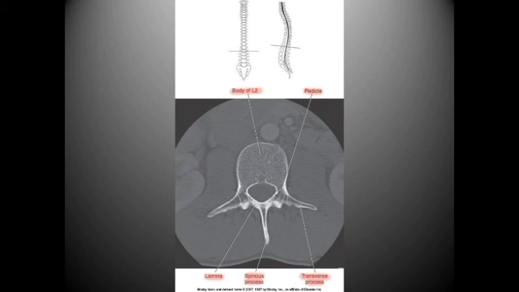So here is an axial image, pretty much cut and dry. We have the body, transverse process, spinous process, the lamina, and the pedicle, and the vertebral canal. Very simple here. Also, as we're looking at it, we have the kidney here, which this would be the right kidney. This would be left kidney, aorta.